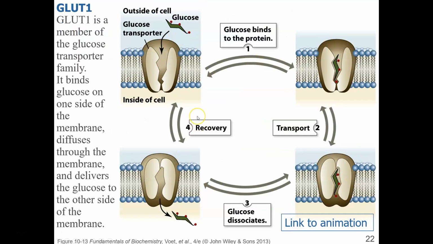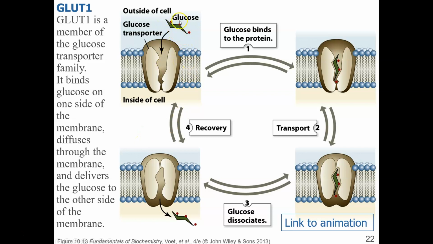So here's another picture that shows a little bit more specifically in chemical detail. This is GLUT1. So GLUT is glucose transporter. There's a whole family of glucose transporters, lots of different kinds of glucose transporters in different cells.